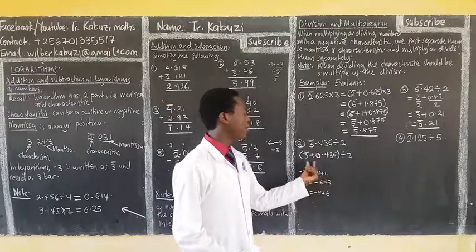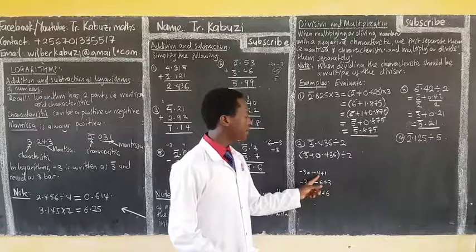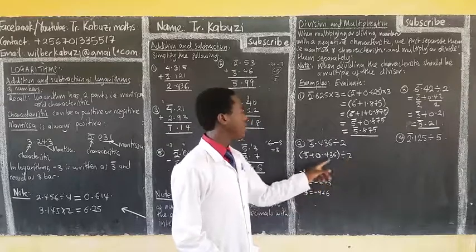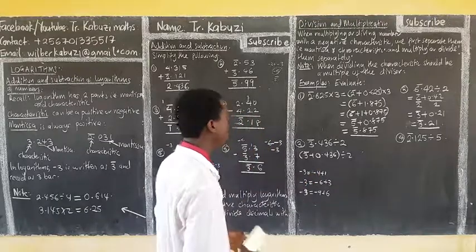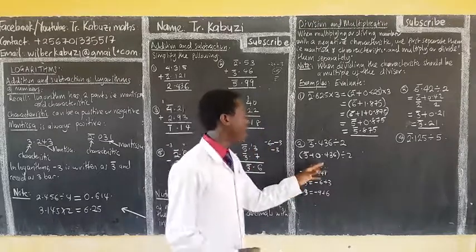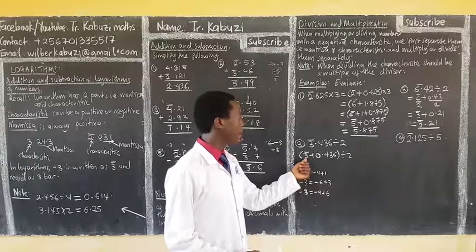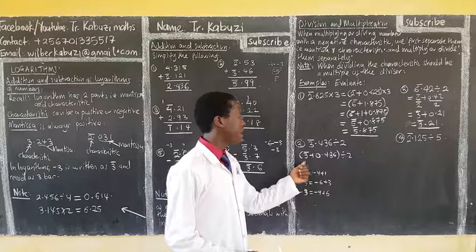So what I'm going to do here, I want to make this characteristic a multiple of the divisor. See that this one is not a multiple of this, so that's why I'm going to do that. Why am I doing it? Because when I put it here, this is a negative. If it's negative and I bring in another negative, I can divide.